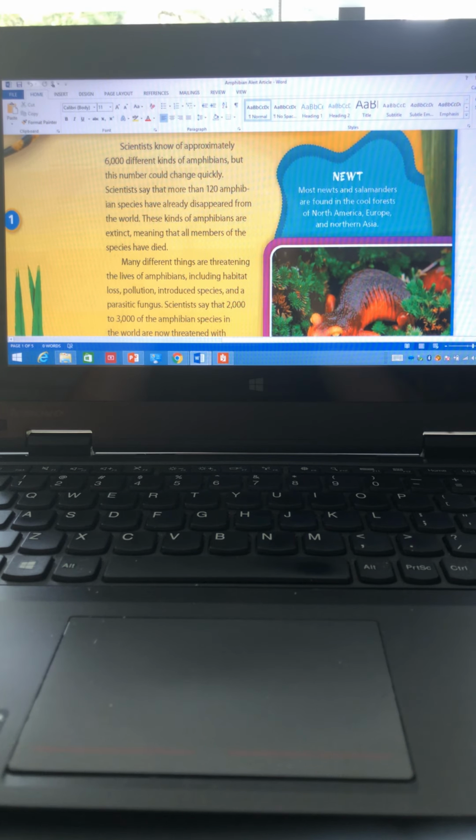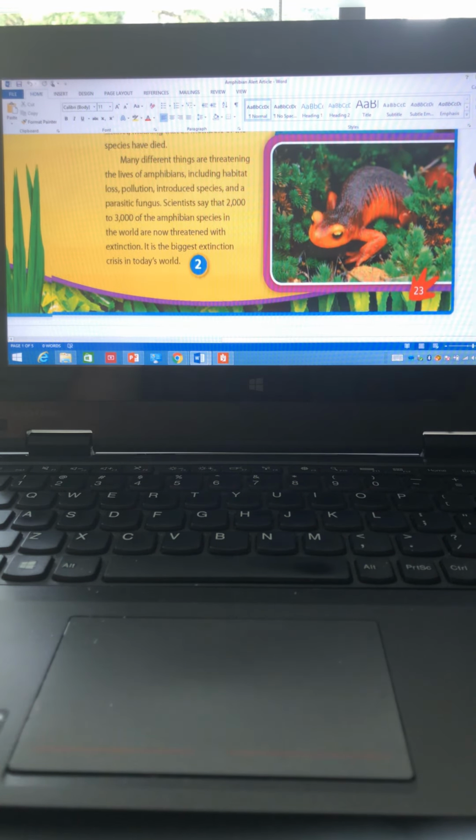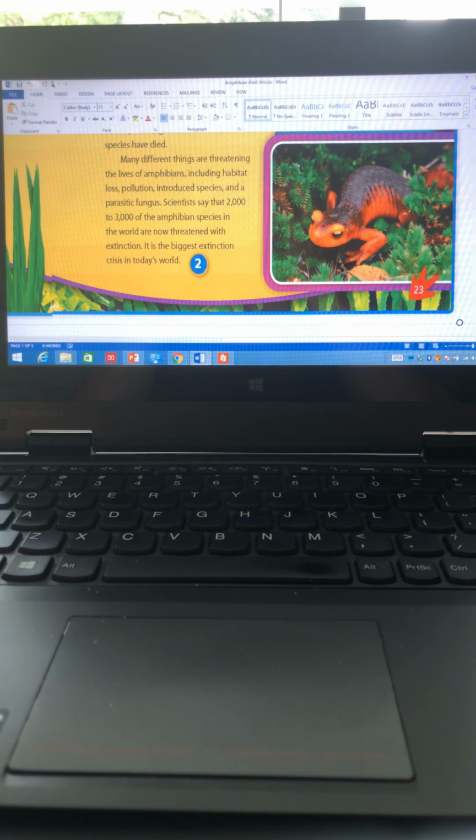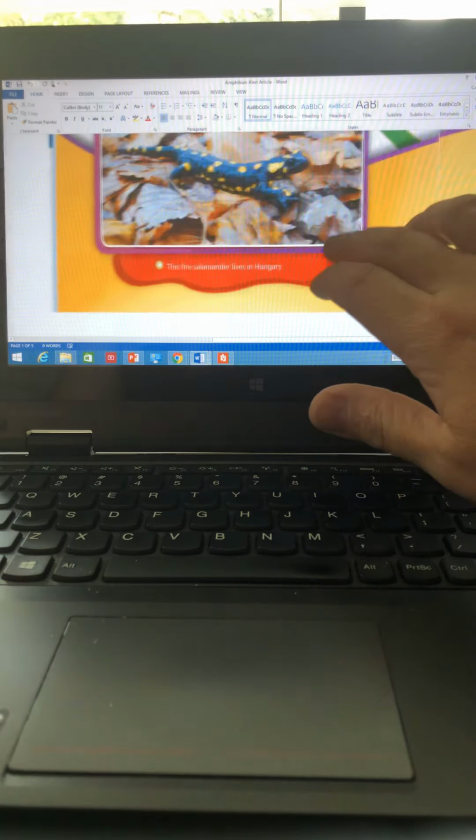Scientists know of approximately 6,000 different kinds of amphibians, but this number could change quickly. Scientists say that more than 120 amphibian species have already disappeared from the world. These kinds of amphibians are extinct, meaning that all members of the species have died. Many different things are threatening the lives of amphibians, including habitat loss, pollution, introduced species, and a parasitic fungus. Scientists say that 2,000 to 3,000 of the amphibian species in the world are now threatened with extinction. It is the biggest extinction crisis in today's world.